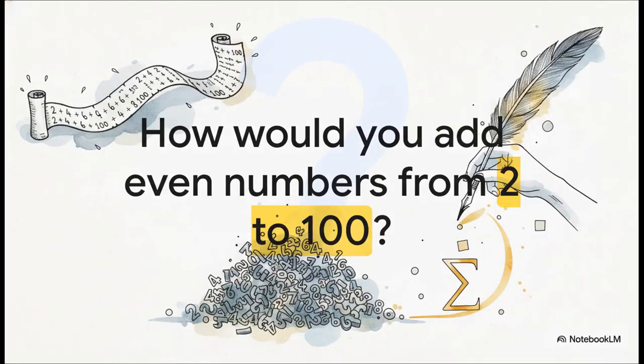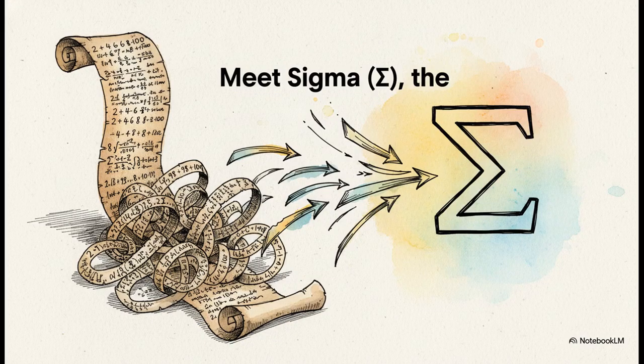Okay, let's start with a little thought experiment. Imagine I asked you to write down how to add up all the even numbers starting at 2 and going all the way to 100. You'd start writing, 2 plus 4 plus 6 plus 8, and you'd just keep going. It's long, it's messy, and it's super easy to mess up somewhere along the way. There's got to be a better way, right? Of course there is. And this is it.